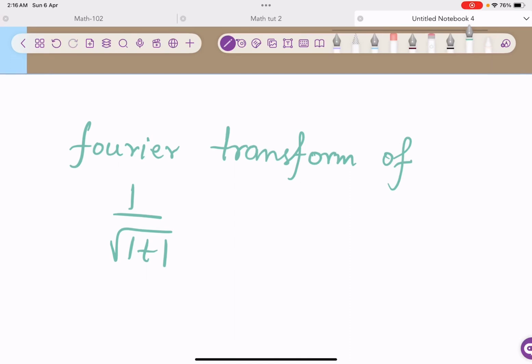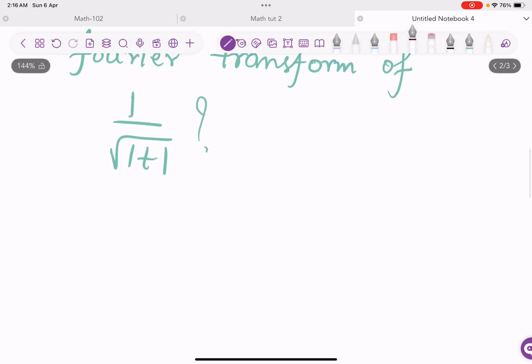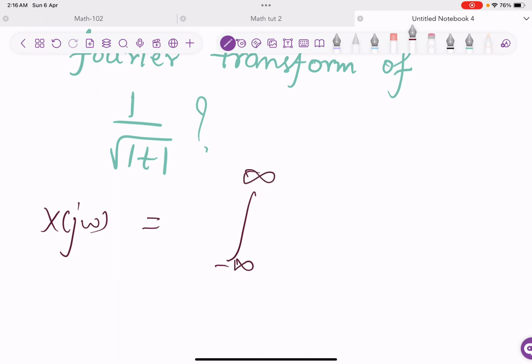Hello guys, we'll be finding the Fourier transform of 1 by root mod t today. First of all, the Fourier transform formula is X of j omega equals the integral from minus infinity to infinity of 1 by root mod t, which is x of t here, into e power minus j omega t dt.